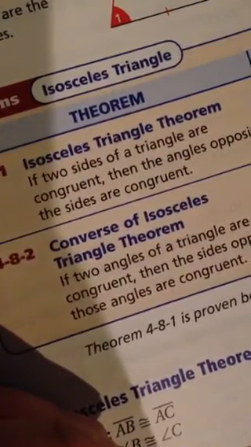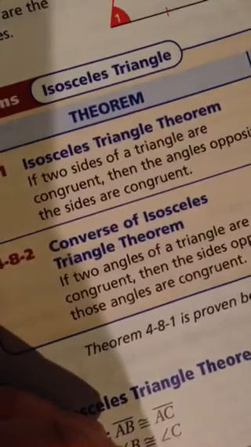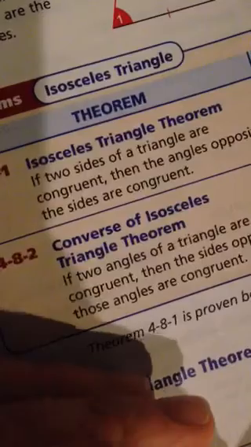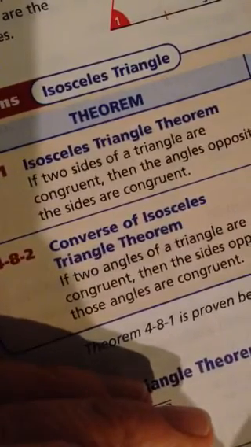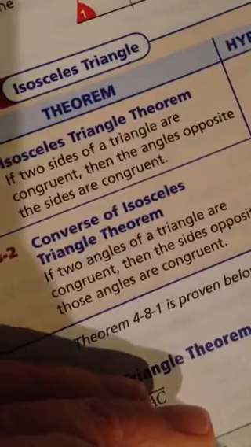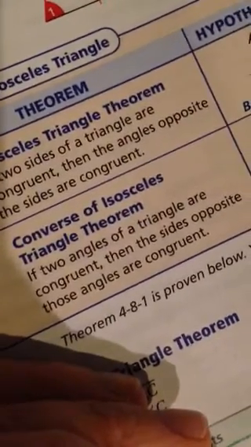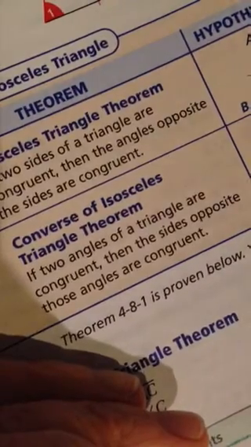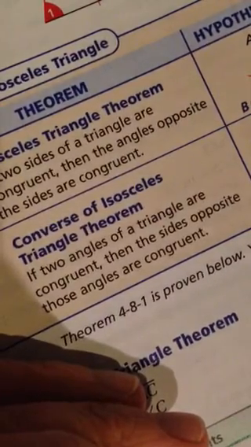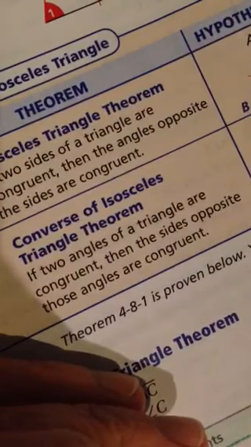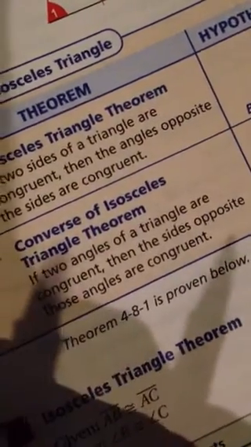The next one is the converse of the isosceles triangle theorem. Now y'all are used to converses. It just means the opposite, using the opposite of what was said before to prove something. The converse says if two angles of a triangle are congruent, then the opposite sides of those angles are also congruent. Let's read that one more time. If two angles of a triangle are congruent, then the sides opposite those angles are congruent. So again, like I said, just the opposite of before.